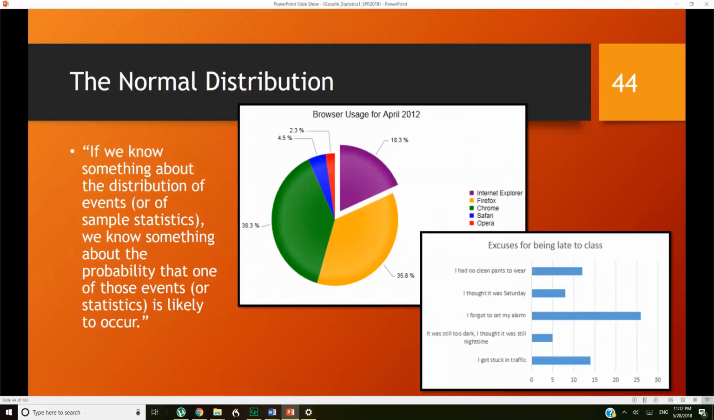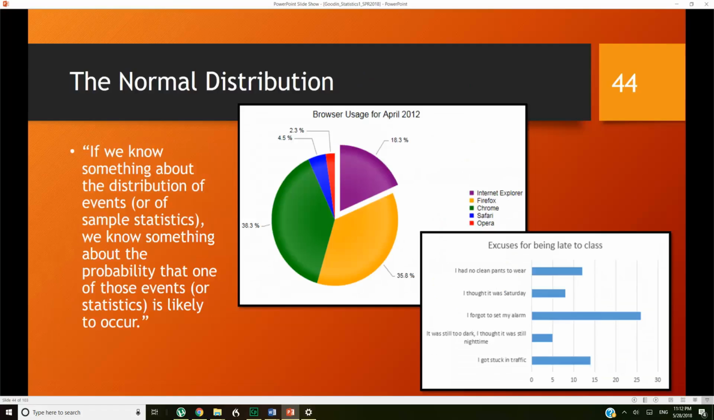This section is about a normal distribution, which I've already mentioned. I want to try to explain why we are so interested in distributions in general. The critical thing that you need to know is that there's a link between distributions and probabilities. If we know something about the distribution of events, we know something about the probability that one of those events is likely to occur. Look at the pie chart. If we know that 18.3% of users are likely to use Internet Explorer, can we not make a prediction that almost 1 in 5 users in the future will use Internet Explorer? Of course, things could change, but this is based on what we know so far.